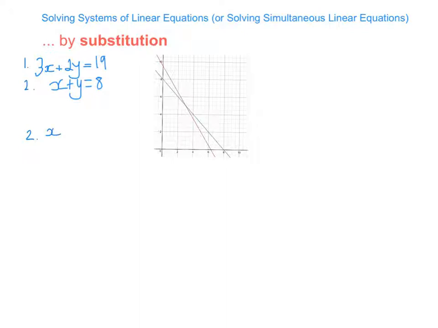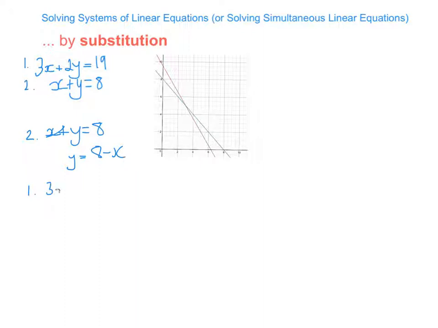So x plus y equals 8. If I subtract x from both sides, I end up with y equals 8 minus x. So now I know what y is. I can take that and substitute 8 minus x for y in equation 1. Everywhere I see a y in equation 1, I'm going to replace that with 8 minus x.